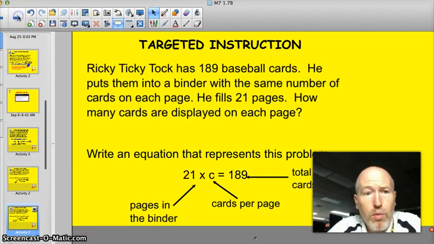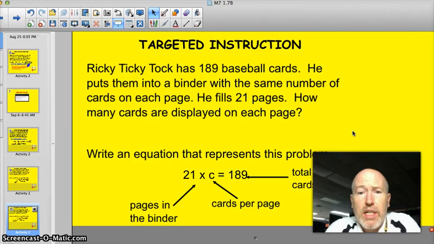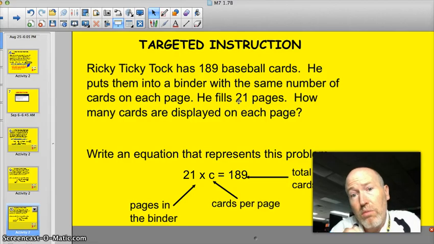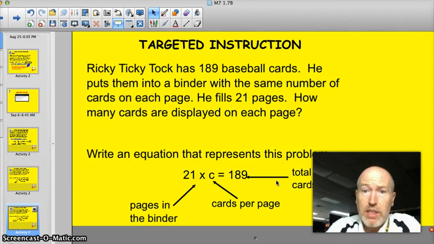All right, one more problem here. Ricky Tiki Talk has 189 baseball cards. He puts them into a binder with the same number of cards on each page. He fills 21 pages. How many cards are displayed on each page? Now this is a problem where you would probably want to divide 189 by 21, but I can't do that mentally, and again, I'm encouraging you to write those equations using multiplication or addition whenever possible. So multiplying, I'd say 21 times something equals 189. Take a minute and see if you can figure that out.